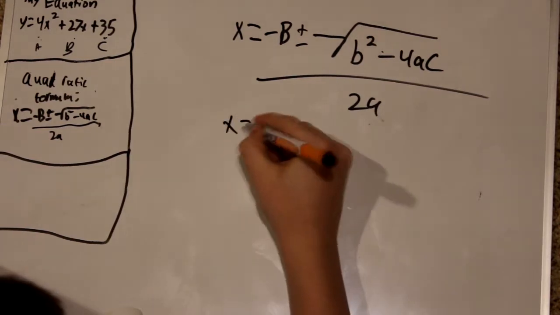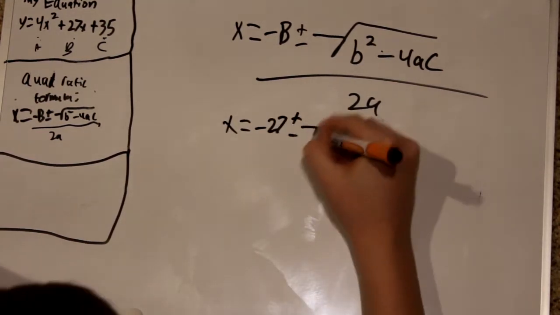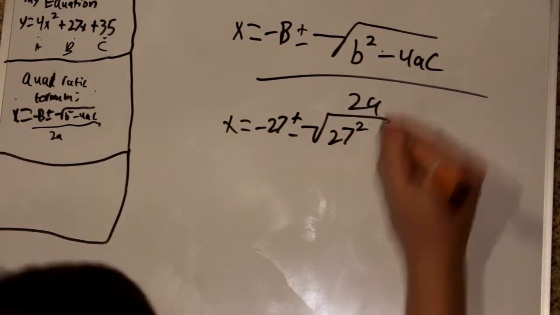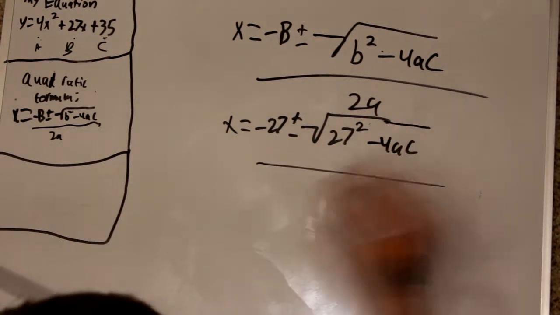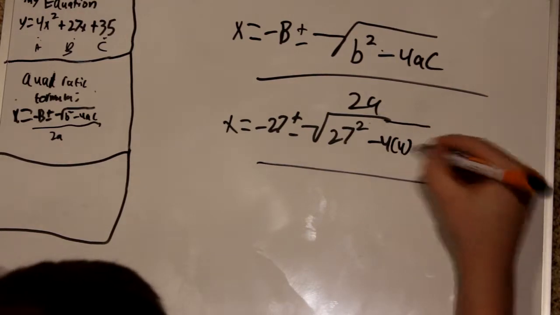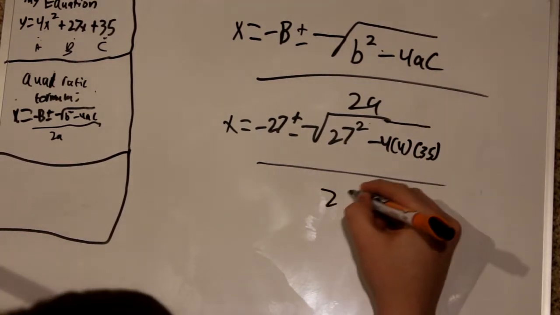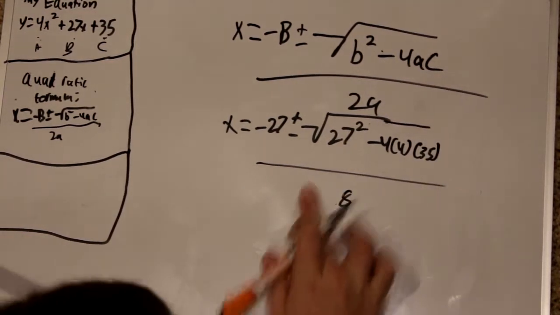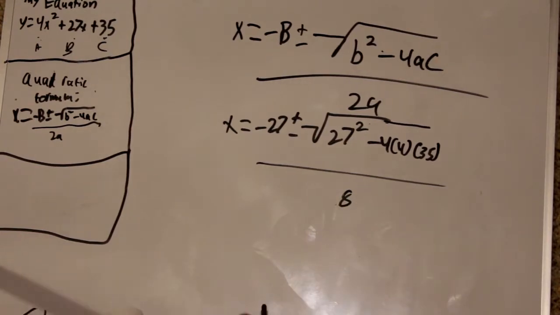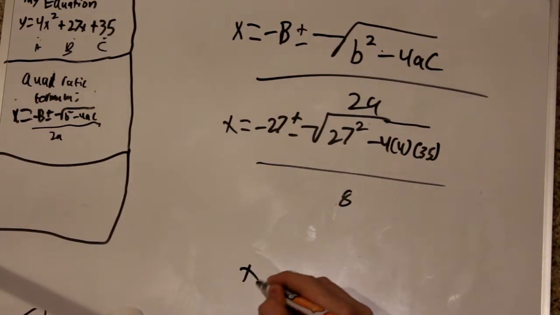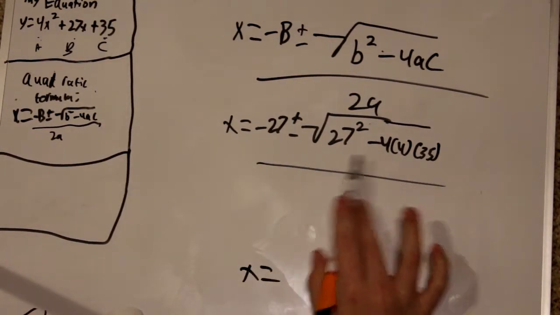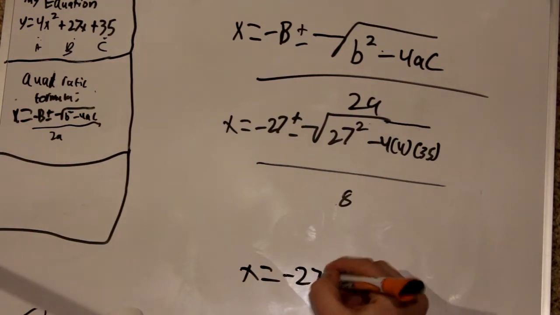So, by plugging in our numbers, x equals negative 27 plus or minus the square root of 27 squared minus 4 times 4 times 35, all over 2 times 4. So I went ahead and simplified 2 times 4, so that's fairly easy. Let's go ahead and solve the square root little thing right there.